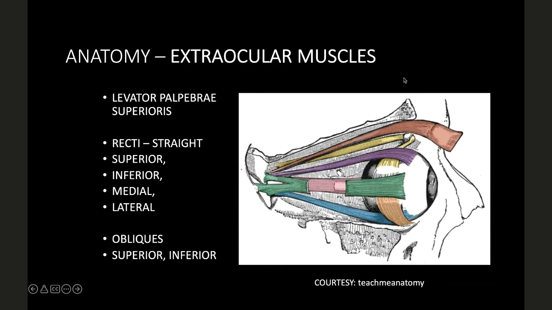So, this is anatomy, right? And they nailed it. So when they say recti, it just means it's a straight muscle. So you can see how straight they are. Whereas the obliques, see how you have like a little pulley effect there, the superior oblique muscle.